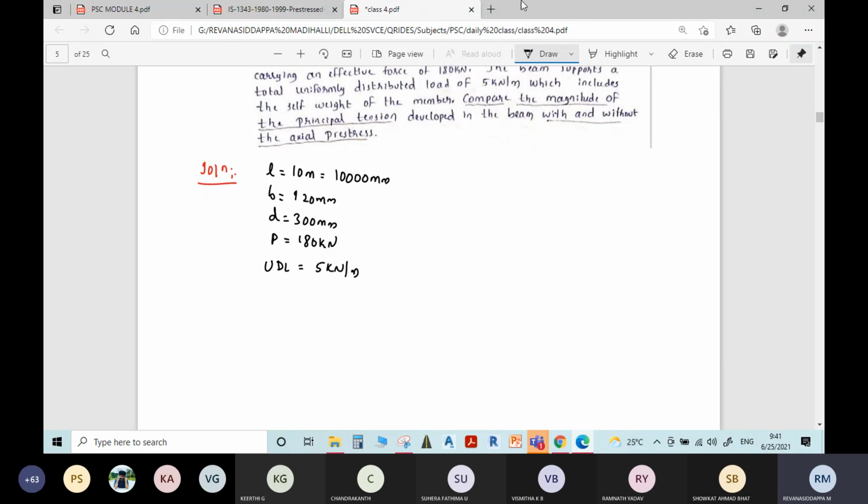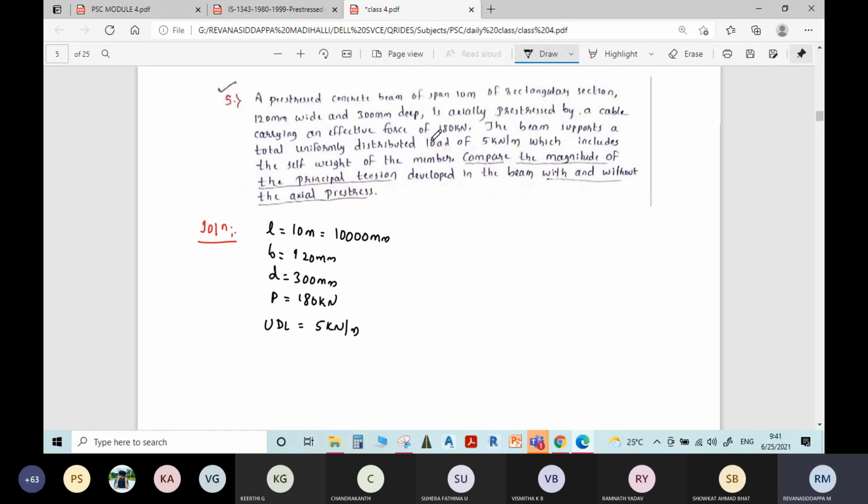What we have to find is, first we have to find principal stresses by considering the axial stresses. Then we have to find principal stresses without considering the axial stresses. Then we have to compare the results. That is the only question here.